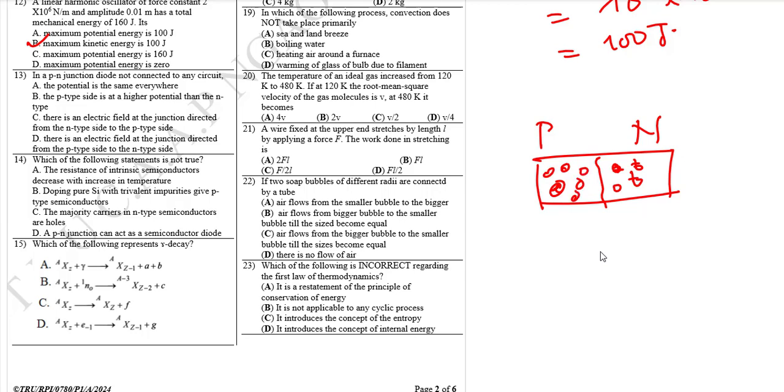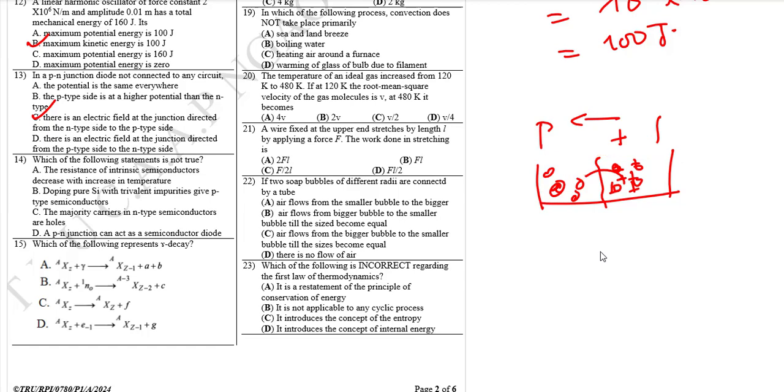So what are they saying? They're saying that when it is not connected, A, the potential is the same everywhere. B, the p-type side is at higher potential than the n-type side. C, there is an electric field at the junction directed from the n-type side to the p-type side. And D, there is an electric field at the junction directed from the p-type side to the n-type side. So since here we are mostly going to observe positive charges which are supposed to be diffusing onto the n-type side, the direction of the E field will definitely make the correct option here C.